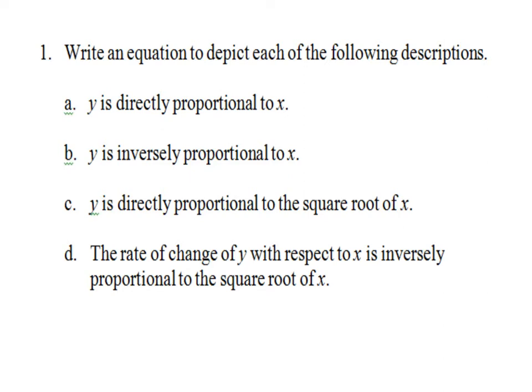real quickly here. We need to rewrite each of these statements using the description. So y is directly proportional to x. We know that is written as y equals k times x, and then inversely proportional to x is y equals k divided by x. So how about y is directly proportional to the square root of x? All right, so y equals, and directly proportional we know means k times something, and then the square root of x. So it's k times square root of x.